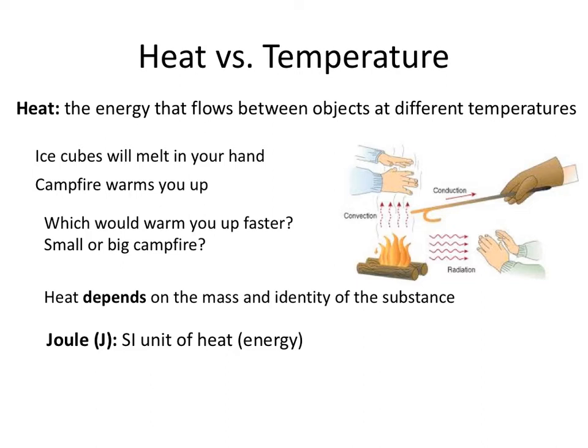If we think for a second, obviously the bigger campfire is going to do a better job of getting us warm after a cold night. And so we intuitively understand that objects are going to transfer heat energy from the higher temperature object to the lower temperature object. And of course we understand that the quantity of the fuel source is going to establish the amount of energy that can be given off. So heat is going to depend on both the mass and the identity of your substance. And we measure heat in a specific unit called the joule.